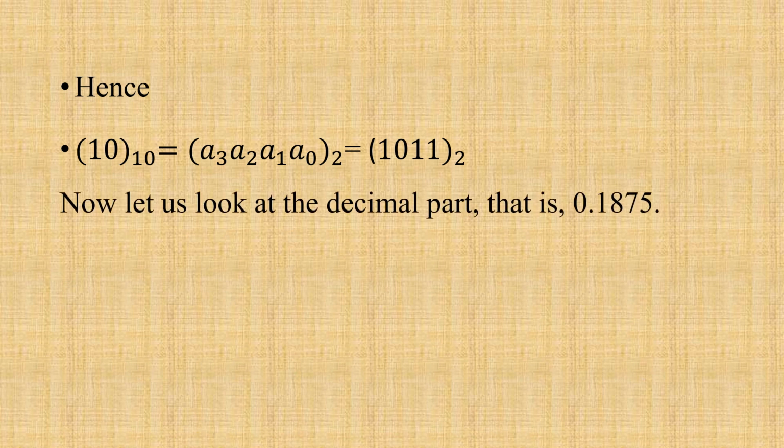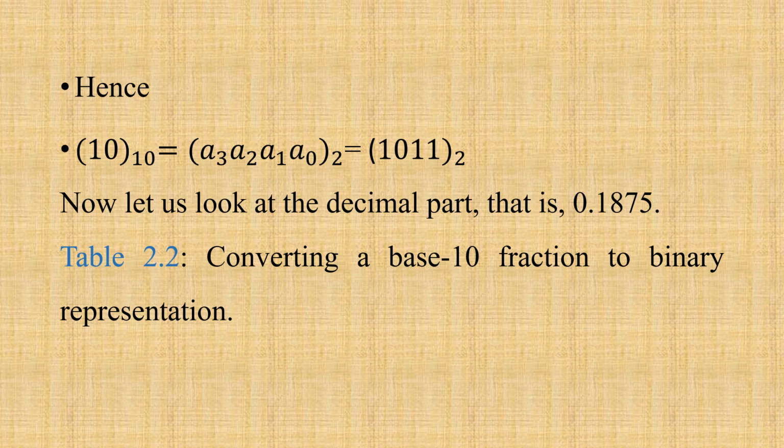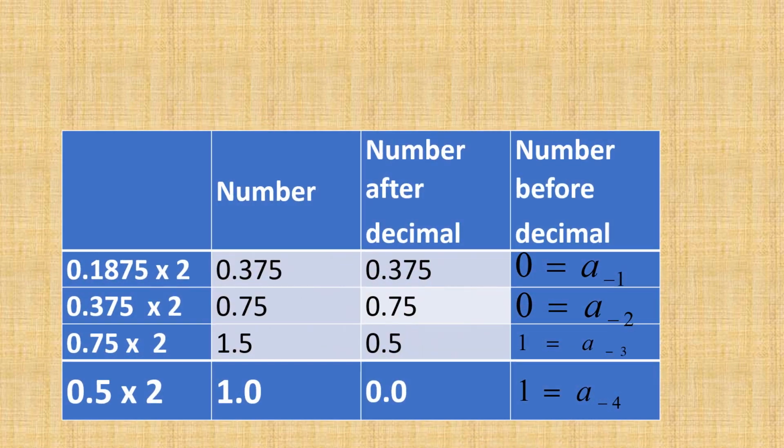Now let us look at the decimal part, that is, 0.1875. Table 2.2, converting a base 10 fraction to binary representation. Number. Number after decimal. Number before decimal. 0.1875 times 2 equals 0.375. Here the number after decimal is 0.375. Since there is 0 before the decimal point, the number before the decimal point is 0, which will be recorded as A_-1.